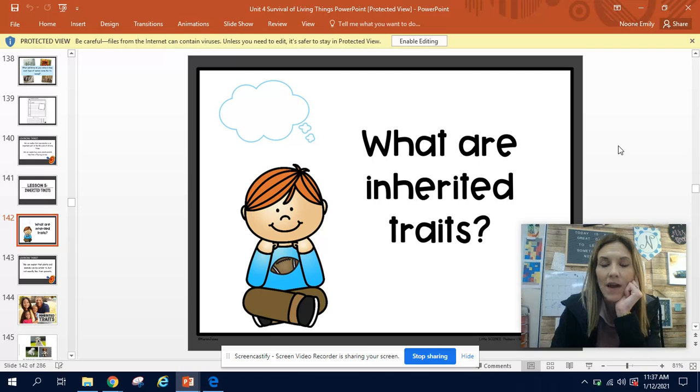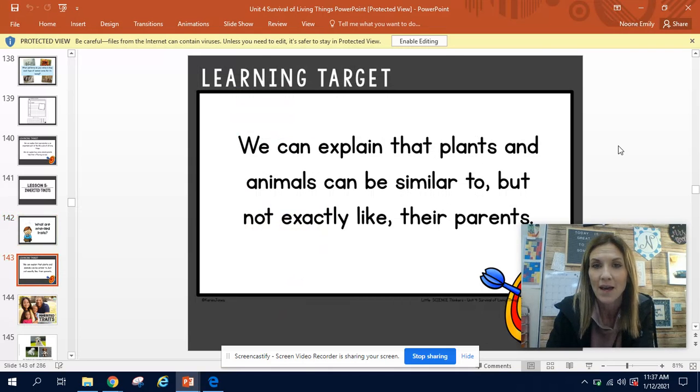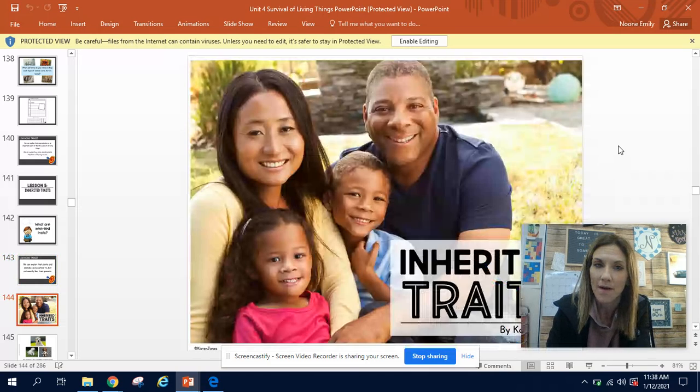Think about if you've ever heard anything like this before. You might not have, but hopefully by the end of this lesson, you will be able to answer this question. What are inherited traits? Our learning target is that we can explain that plants and animals can be similar to, but not exactly like their parents. And we're going to talk about that today.